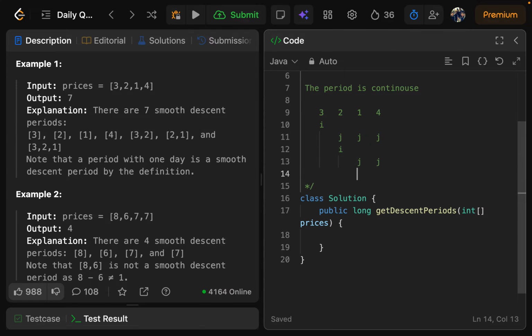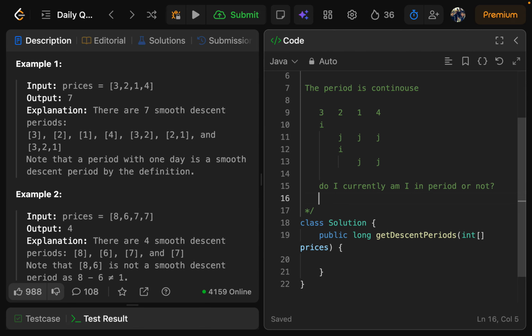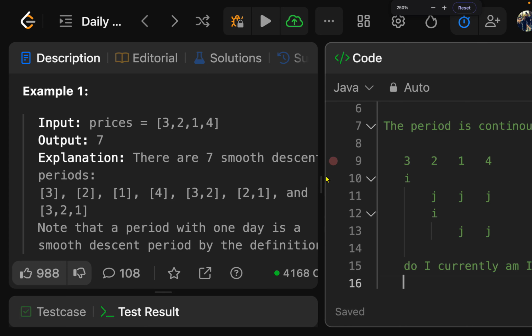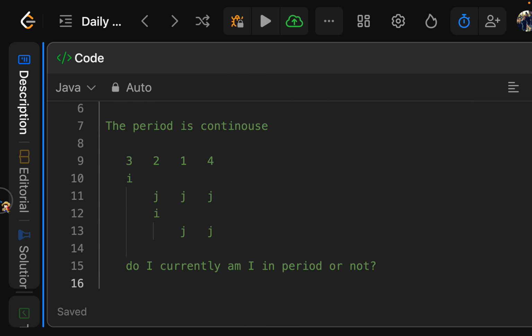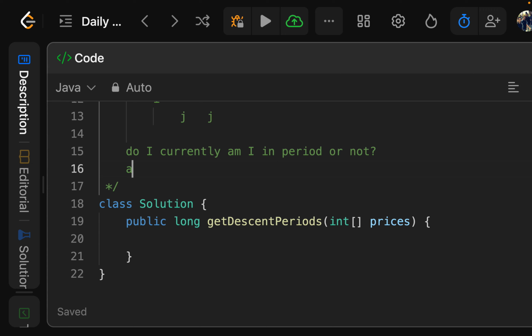So how can I understand this? Let's break it down bit by bit. First of all, do I know currently whether I am in a period or not? That's the first question we should ask, and I guess the answer is pretty simple. The answer should be yes or no, with respect to whether the previous price minus the current price at i is equal to 1 or not. If this is true, then yes I am, else no I am not.